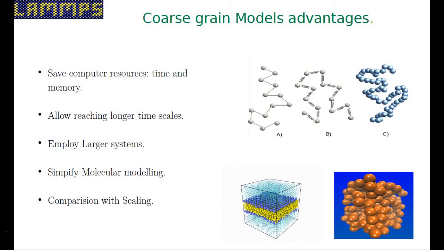Coarse grain model advantages. So, we save computer resources, we save time and memory. We also reach longer time scales. We can use larger systems, and we simplify the molecular modeling. In addition, comparison with scale theories can be carried out.